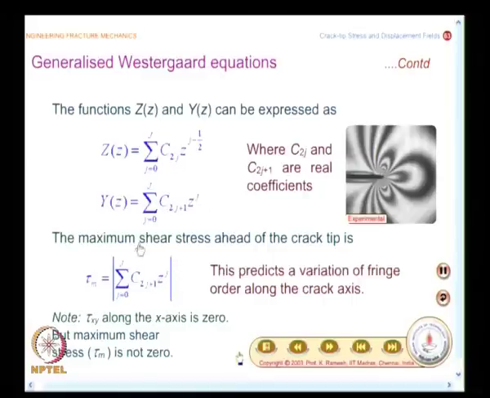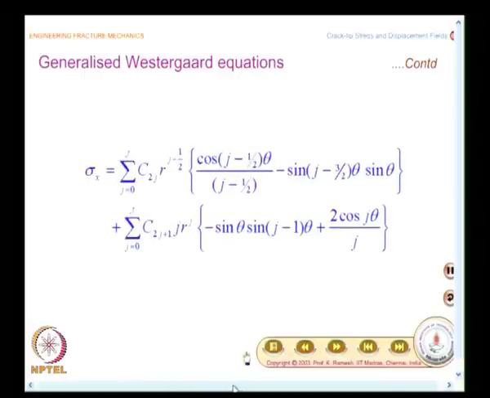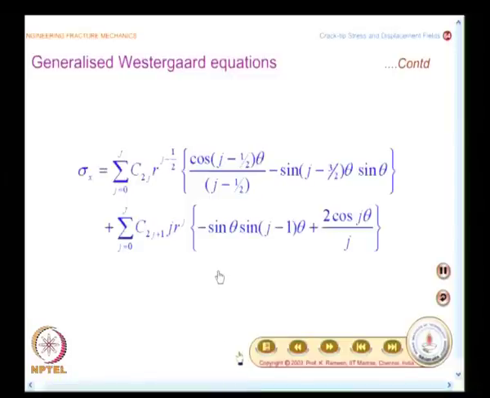He was able to get analytically an expression for tau max which varies along the crack axis. Now, you can also get the expression for stresses. Please write this down. In the next two classes, you have to write long expressions. These are culled out from research papers, and some of these are specially worked out by my students. You may not find them in published literature. And your notes will be comprehensive when you have expressions like this.